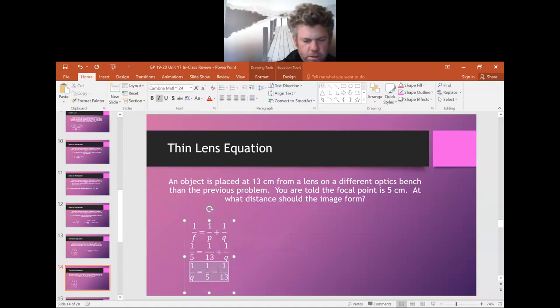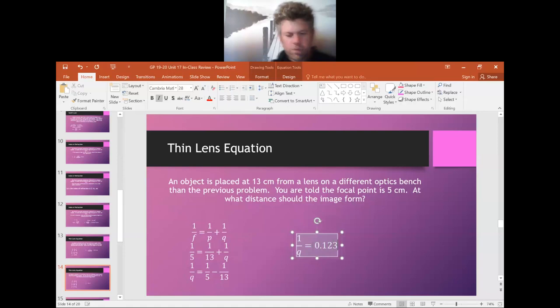1/5 and subtract 1/13. So 1/5 minus 1/13. All right, so in this case, that then shows up as, this is equal to 0.123.